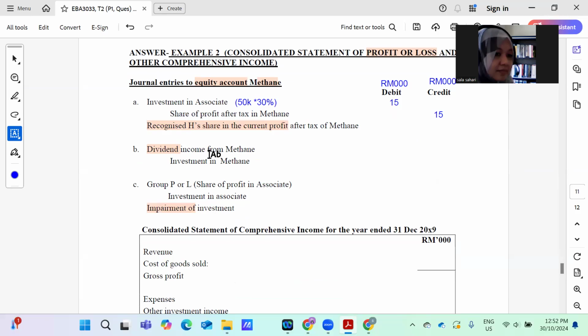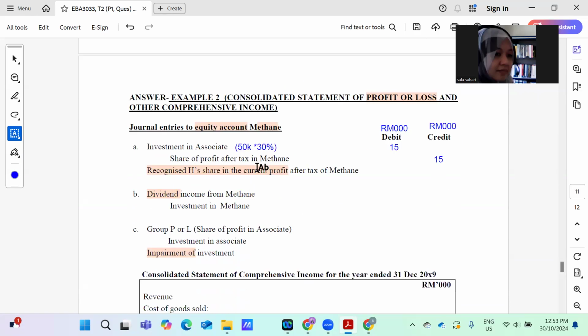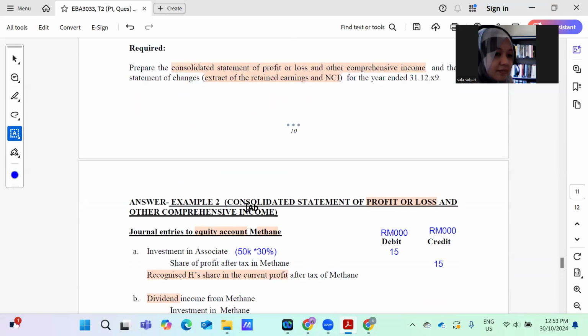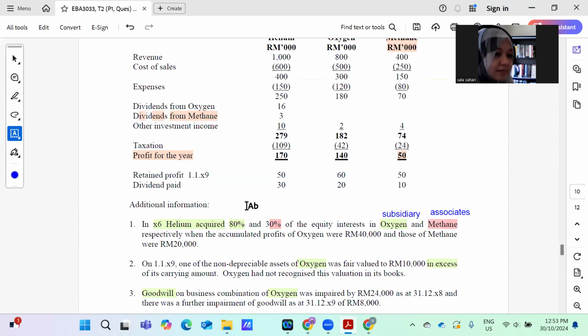Okay, let's see B. Dividend income from Metin. So let's see how much is dividend income. And okay, the double entry is why we debit the dividend income, because revenue. Why we debit the dividend income from Metin is that we transfer the revenue to Metin and it reduced the revenue. All right. So reduce revenue, we debit back. And we reduce also the investment in Metin. So we, the investment in associate lah. So we credit back.